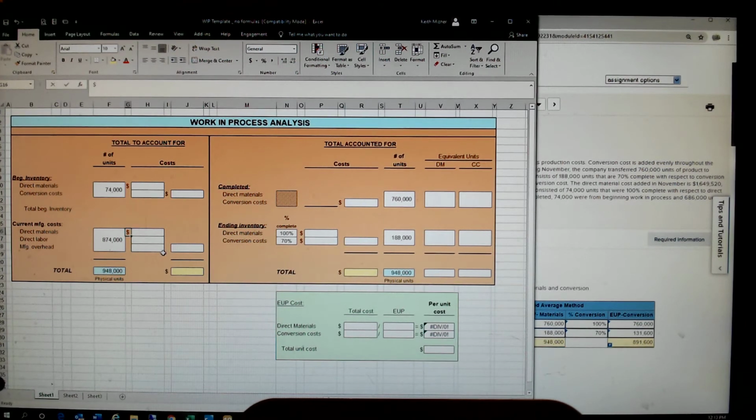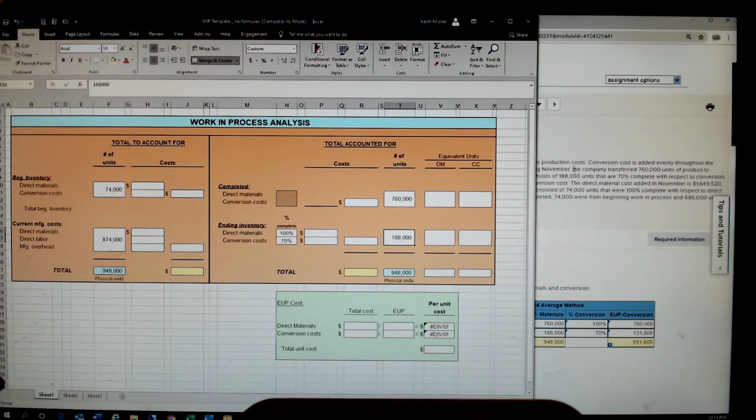So, just making sure these add up. Yep. So to look at it from this direction, we started the month with 74,000 units left to finish. I began another 874,000. That's a total of 948. Where are they now? 760 are gone. 188,000 are still in ending inventory.